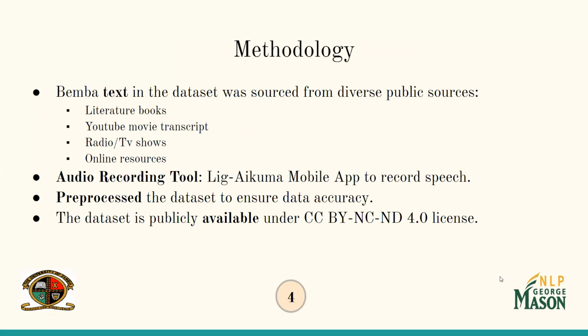To create this dataset, we first sourced the Bemba text from diverse publicly available sources, which include literature books, transcriptions coming from radio and TV shows, as well as YouTube movie transcriptions and various online resources. The texts were then tokenized at sentence level and recorded using the LIG-Aikuma mobile application. We further preprocessed the transcriptions by removing punctuation and lowercasing them, and also making sure that the transcriptions matched the utterances as spoken or recorded by the speakers.